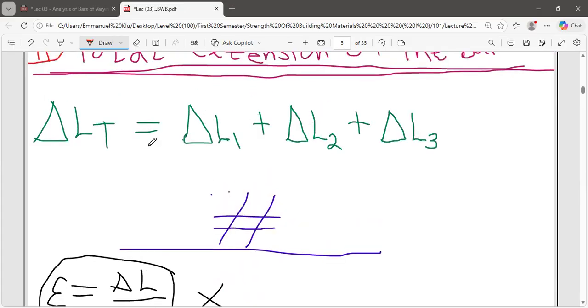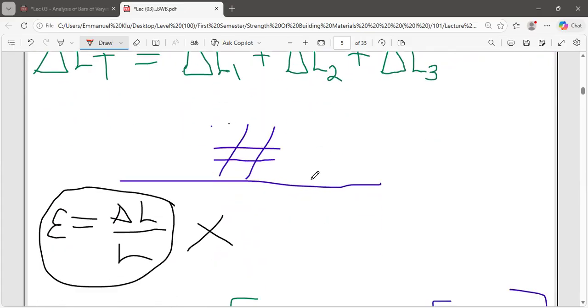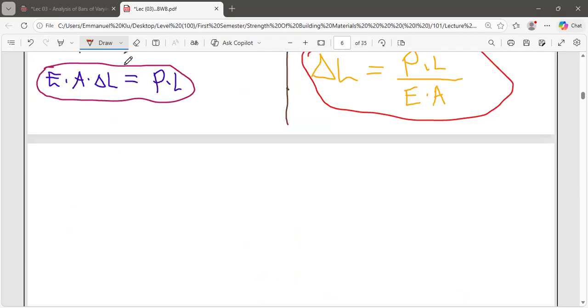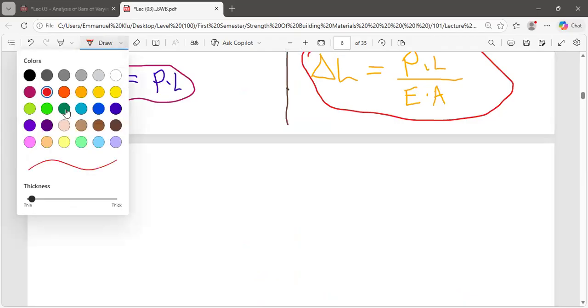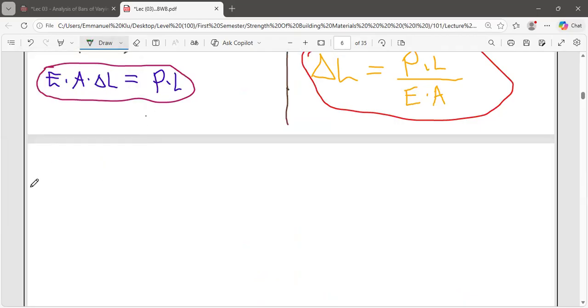So from wherever we have written, we are going to still maintain it, and now we continue to solve our work. Initially we wrote what? We said our total change in length is equal to the change in length of section 1 plus the change in length of section 2.